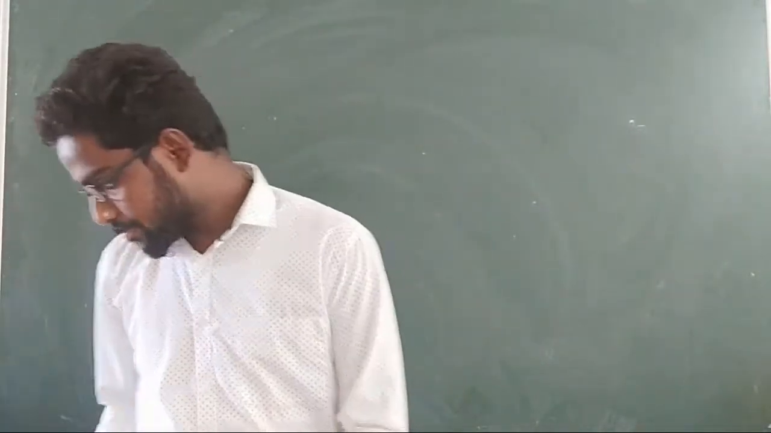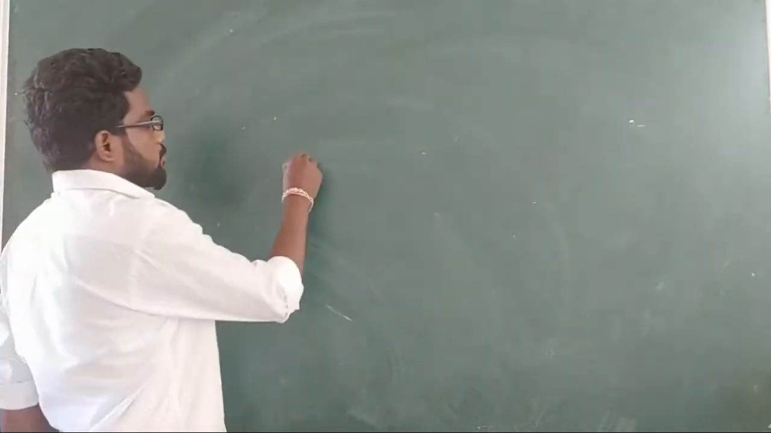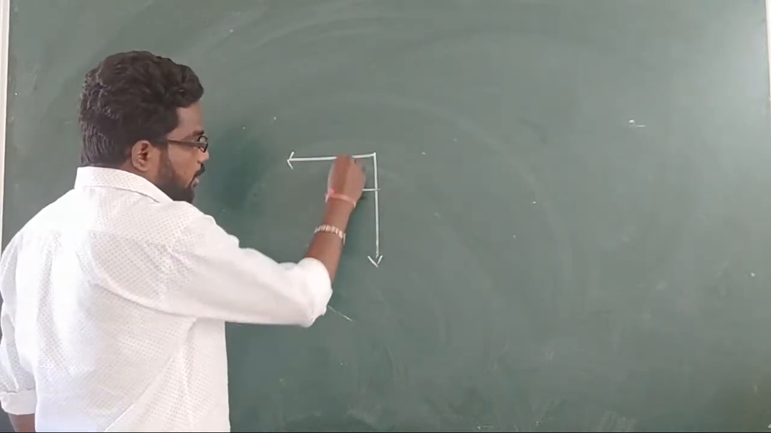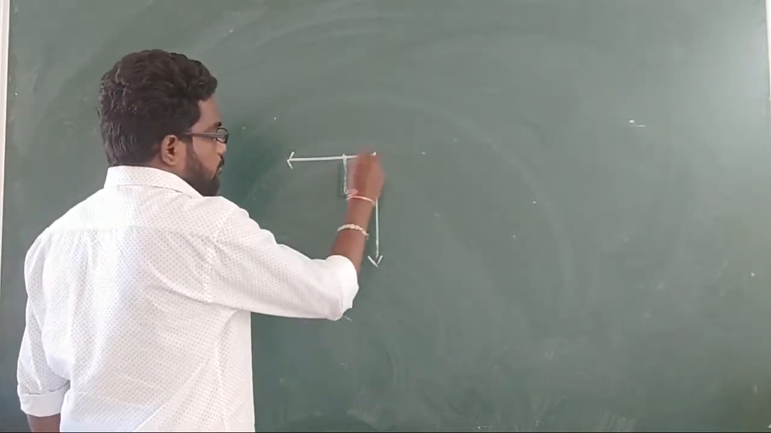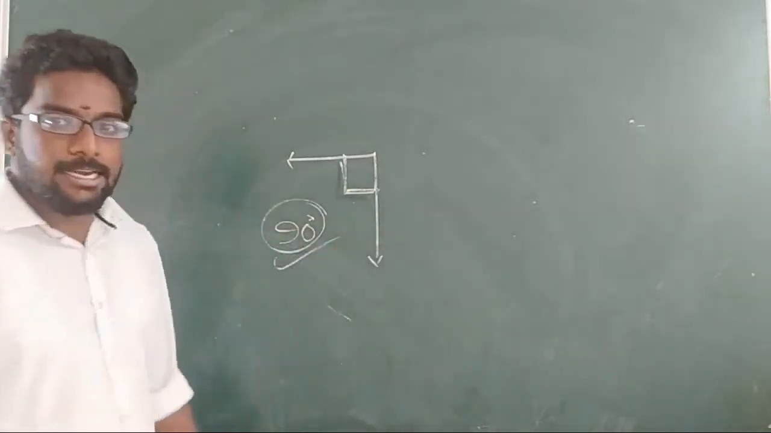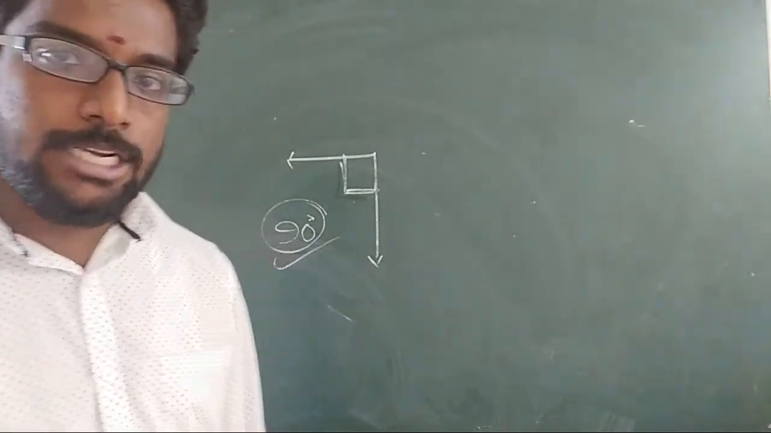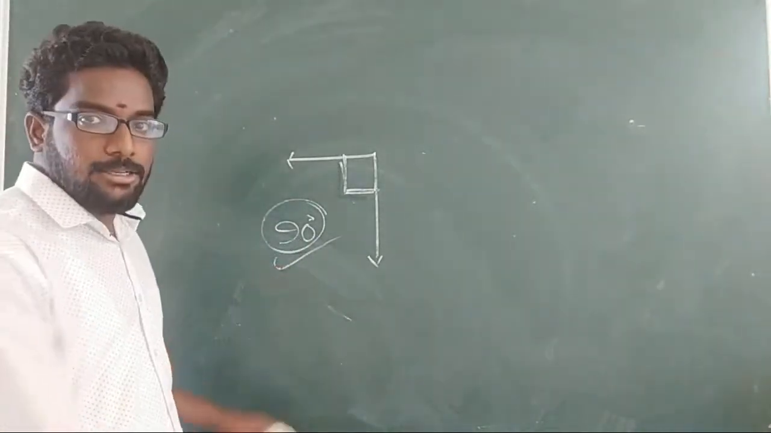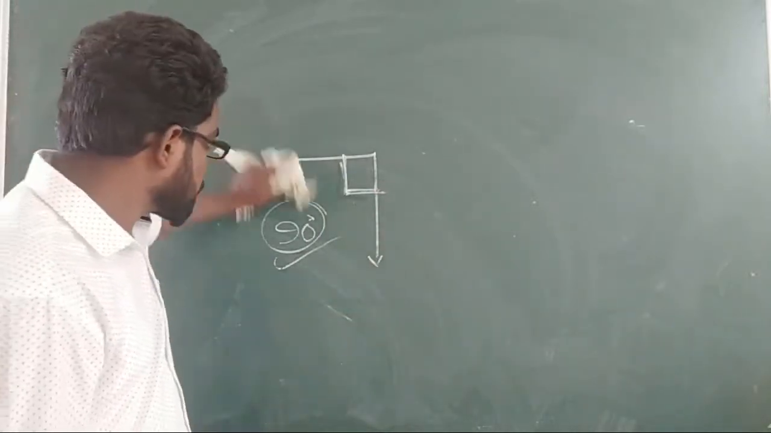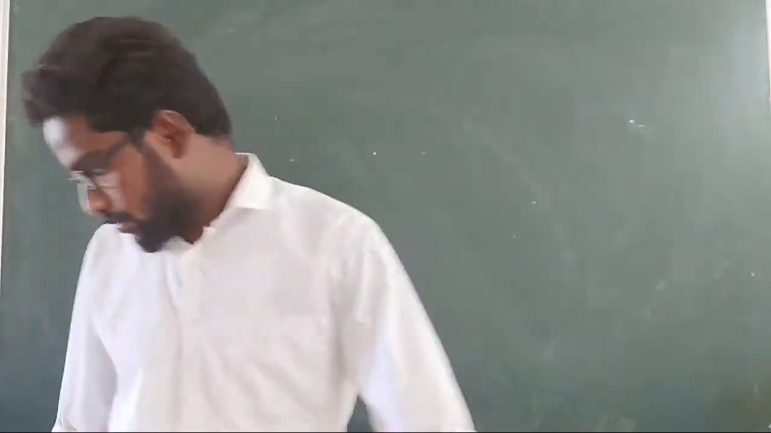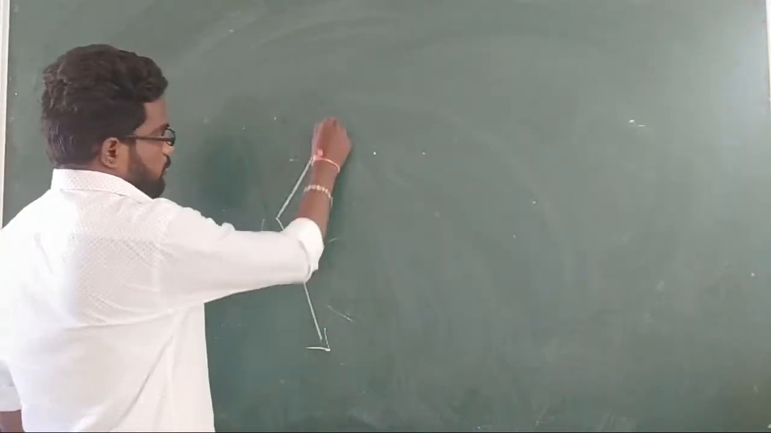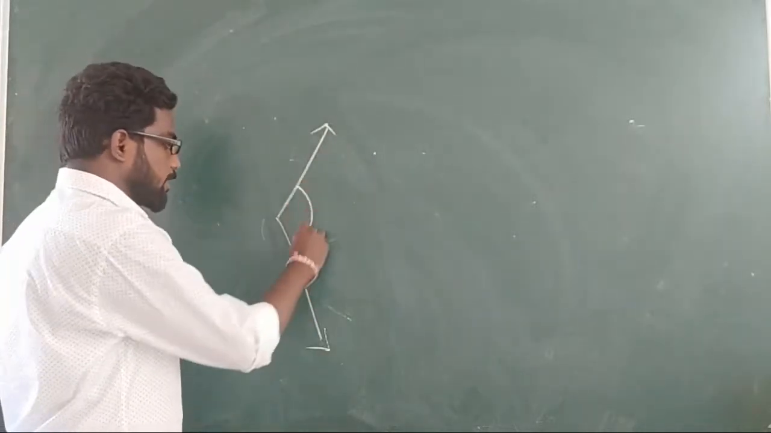Next one. This one. Which angle is it? If you see this symbol like this, this rectangle symbol, just directly put it as a right angle, 90 degrees. Next, this one. Which angle is your angle?